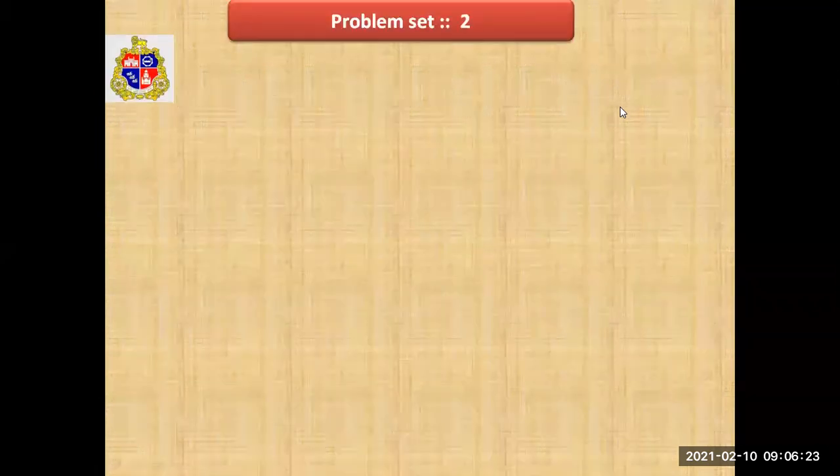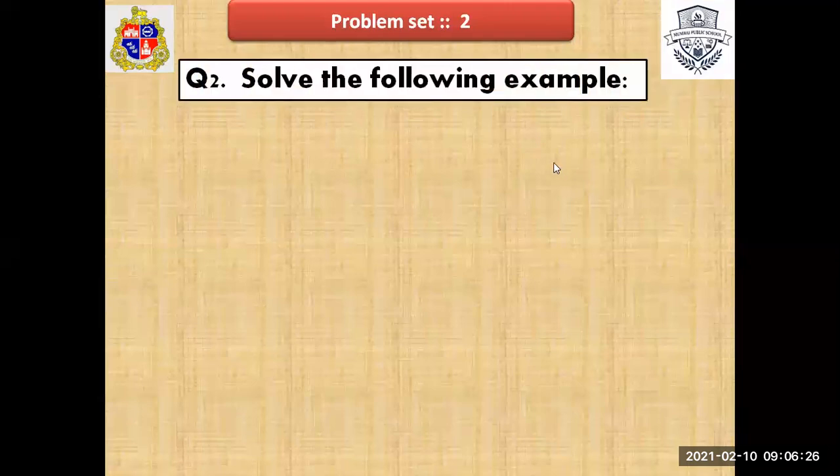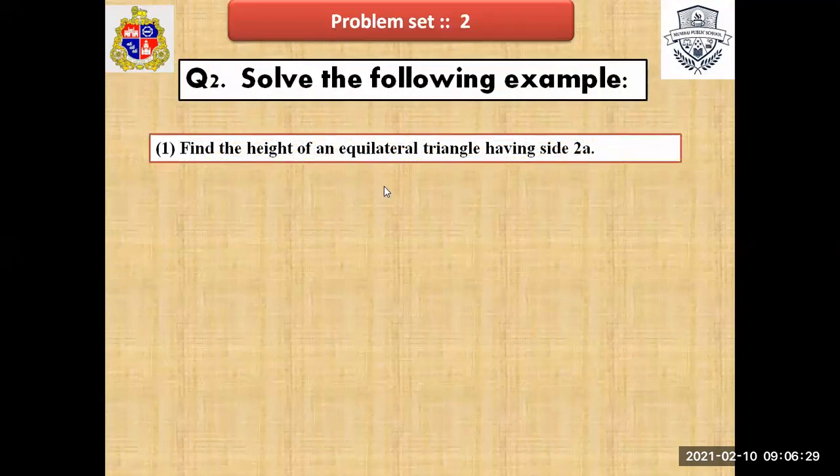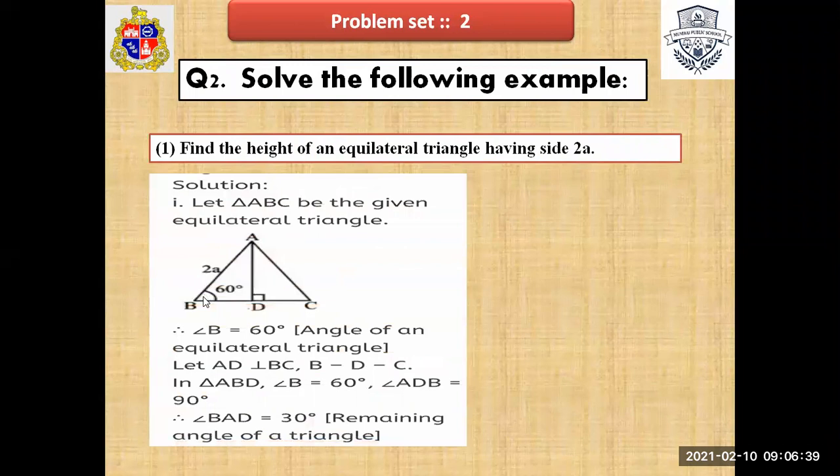Now, next question number 2. Solve the following examples. First question, find the height of an equilateral triangle having side 2A. So first we draw an equilateral triangle. We know that the properties of an equilateral triangle are all sides are equal and each angle is 60 degree. So AB, BC and AC are all equal to 2A.